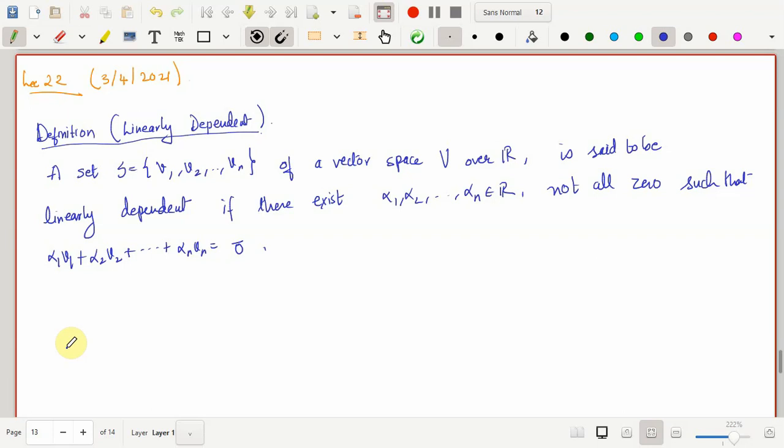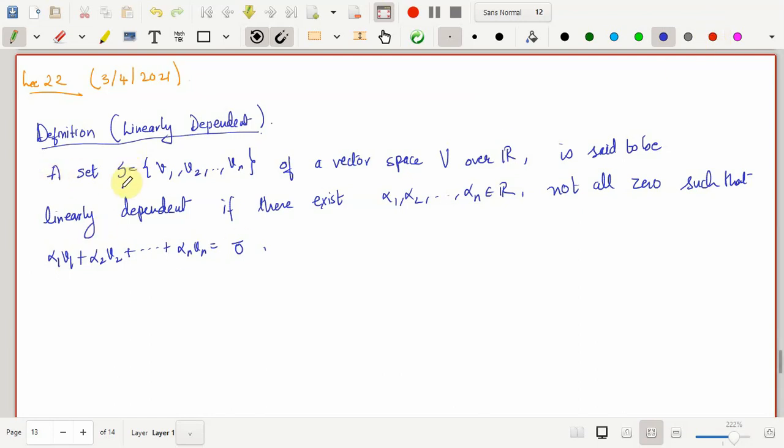This is lecture 22 on the chapter vector spaces from linear algebra, and in this lecture we will discuss two important terminologies in vector space, that is linearly dependent and linearly independent. Okay, so let's get started.